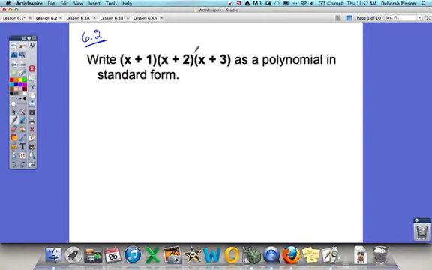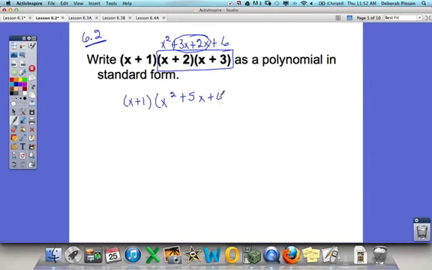So what I'm going to go through and do is I'm just going to FOIL those two together. I'm going to leave that x plus 1. I can FOIL these together. So first, outside, inside, last, and combine my like terms. So x squared plus 5x plus 6.